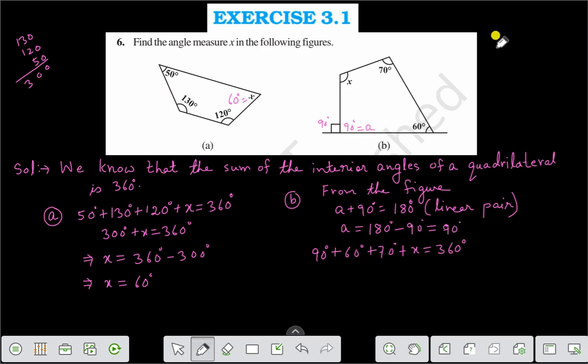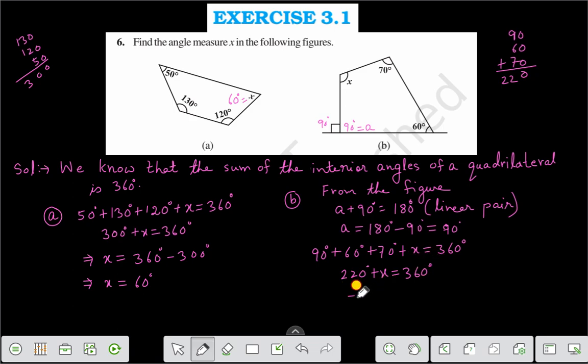We add all the numbers, that is 90, 60 and 70. We add, this is 0. 9 plus 6 is 15, 15 plus 7 is 22. That is 220 degrees. Plus x is equal to 360 degrees.